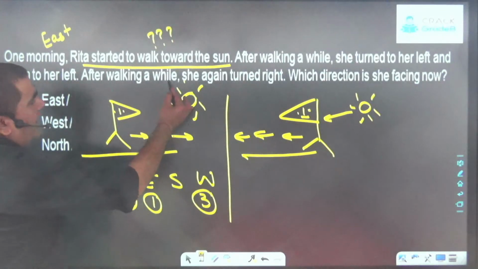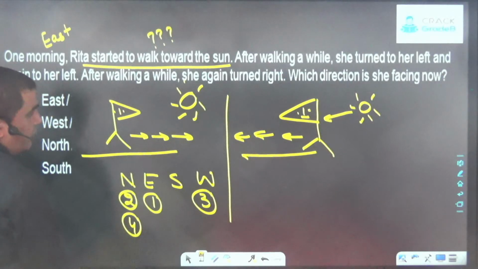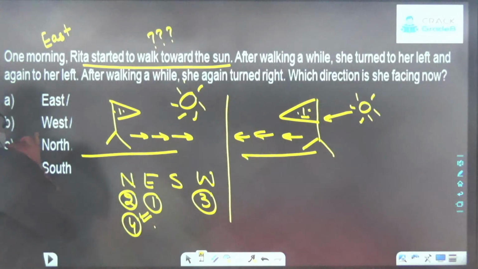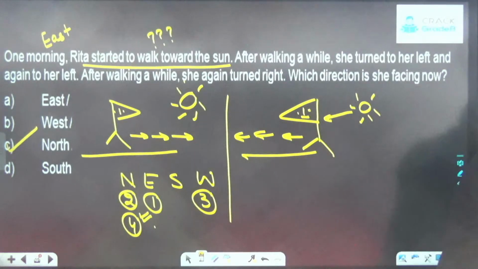Now after walking a while, she again turns right. Right will be north. Now the question is, in which direction is she facing now? So currently Rita is moving towards the north direction. The answer will be C. Understood?